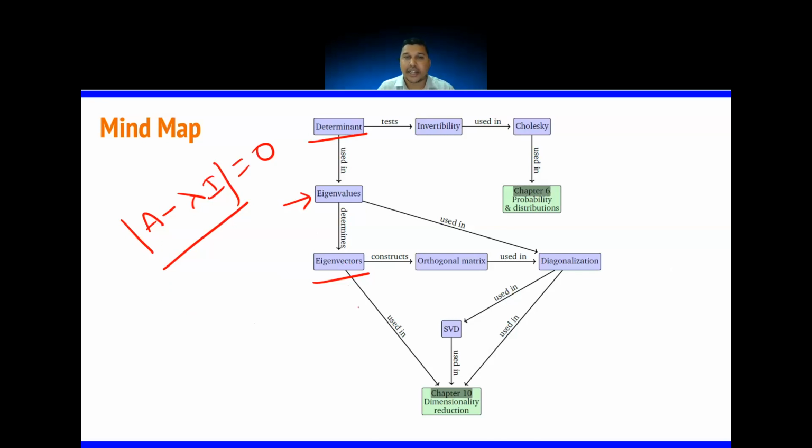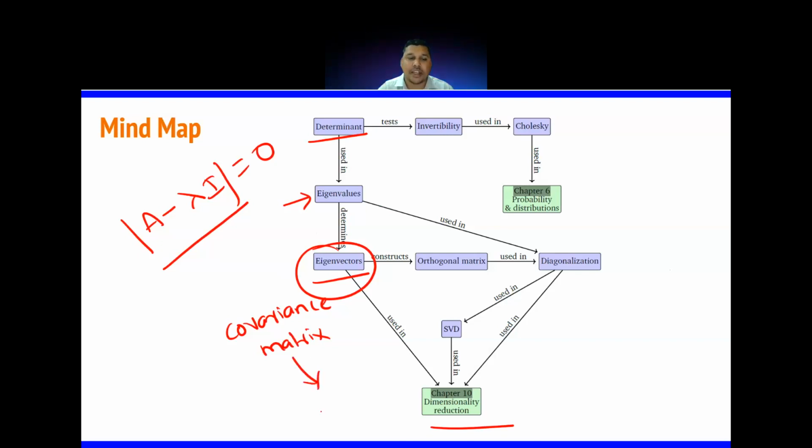Once I calculate eigenvector, I can use those eigenvectors in dimensionality reduction. How? I have already told you how we are using that in PCA, principal component analysis, or in dimensionality reduction. Why do I need eigenvectors? I need eigenvectors to form the covariance matrix. Once I form the covariance matrix, I can apply principal component analysis techniques on that. Then using this, I am achieving dimensionality reduction. So that way, eigenvalue, eigenvectors or determinant is indirectly used in dimensionality reduction of machine learning.